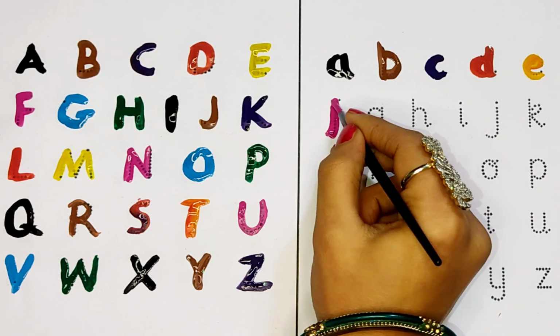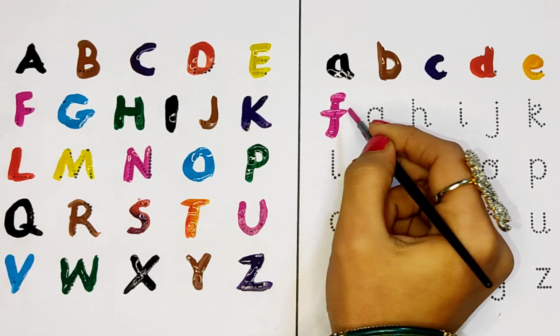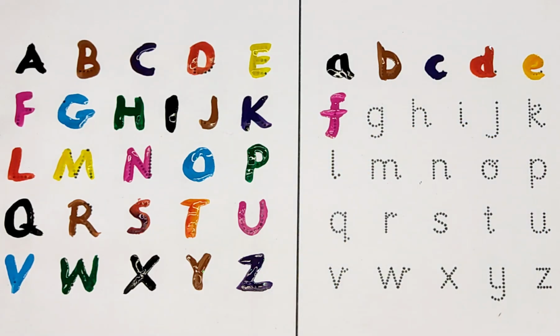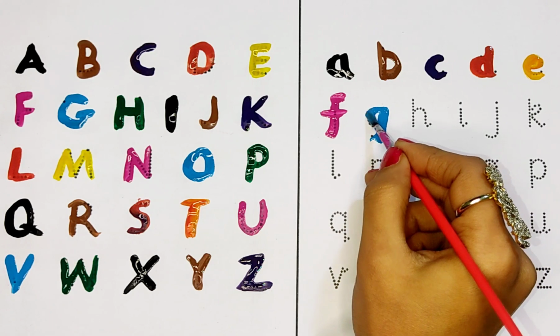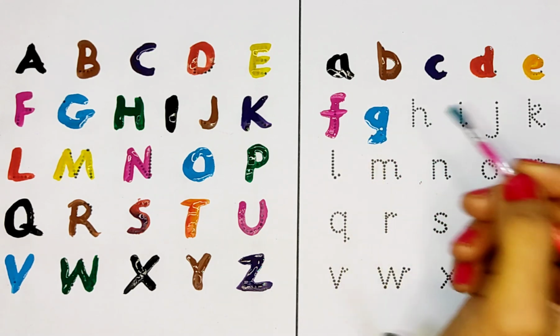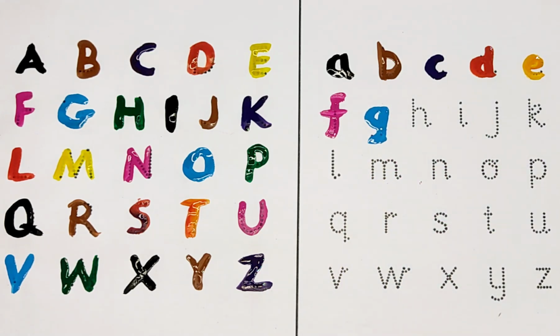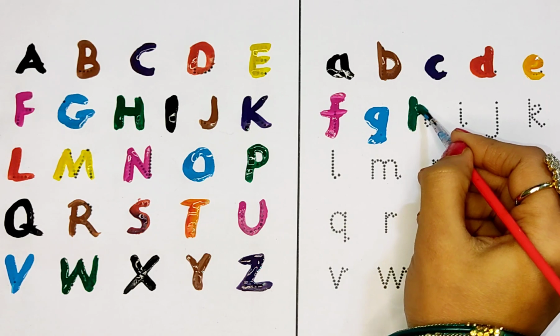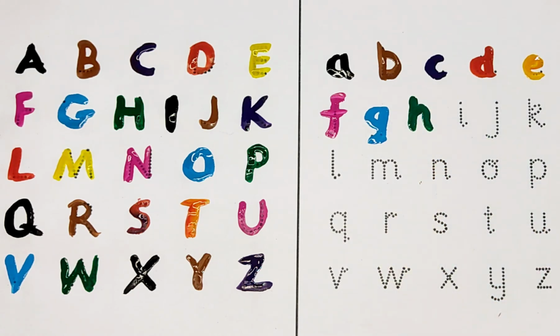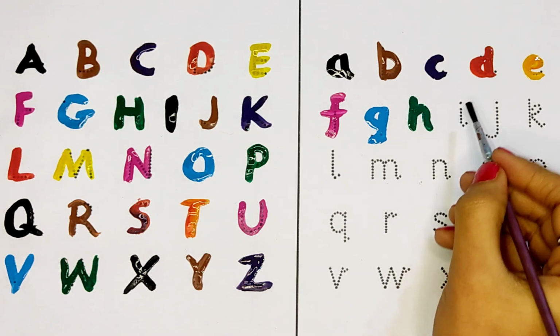E for eagle. F, F for fish. G, G for guitar. H, H for hat.